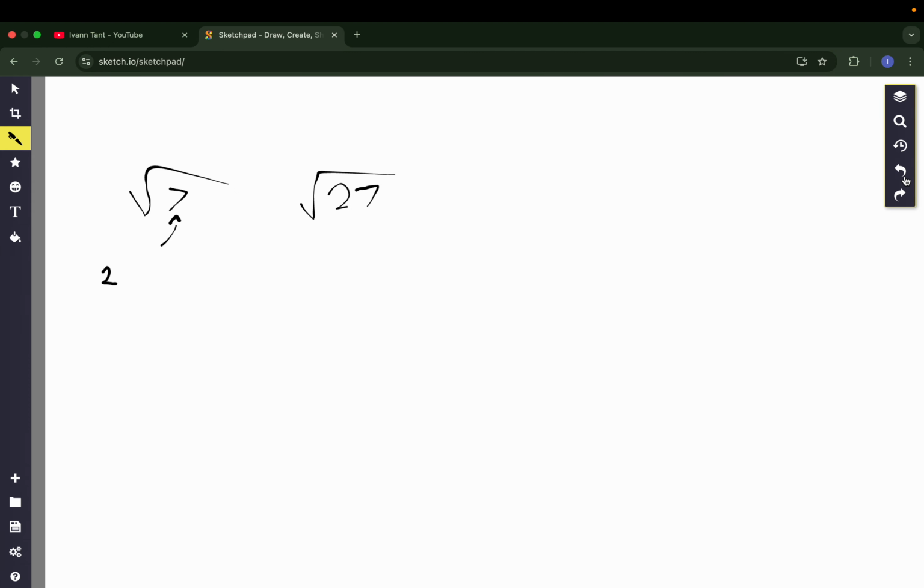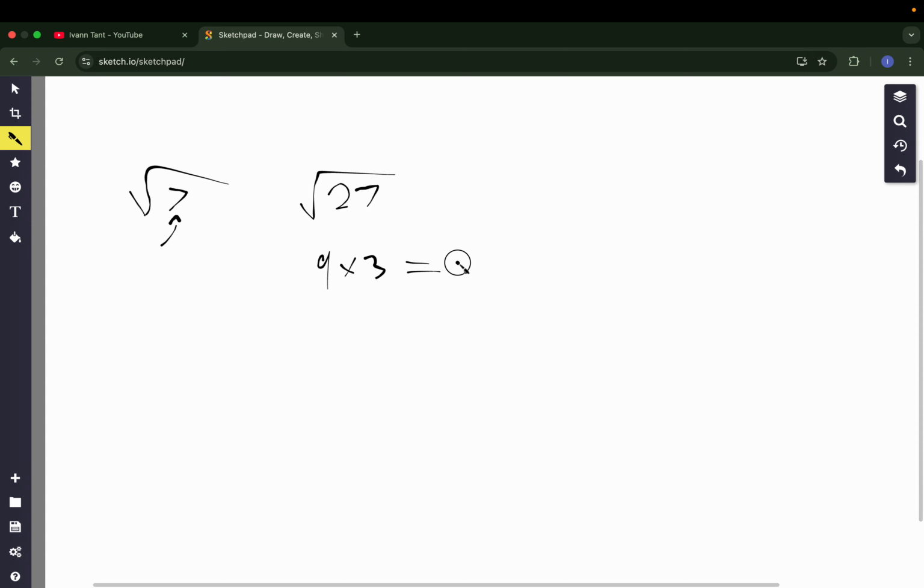But for 27, you can times 9 by 3. That'll give you 27, right? But how do we simplify this? Firstly, when we times surds, it's basically the same as putting them together. So it's surd 9 times surd 3 equals the square root of 27, because you're just timesing these two.